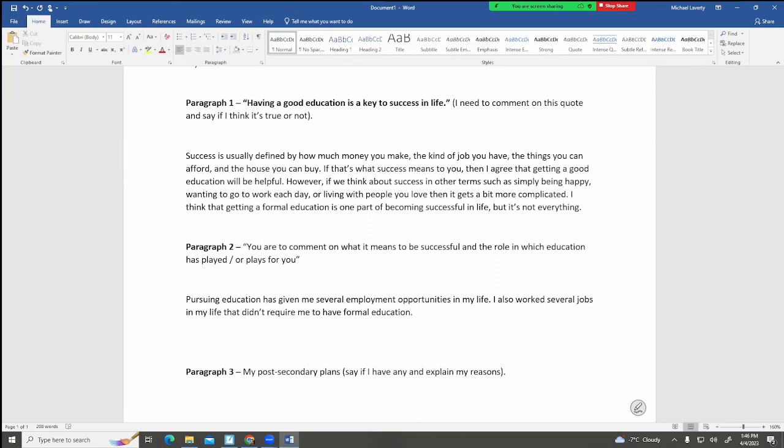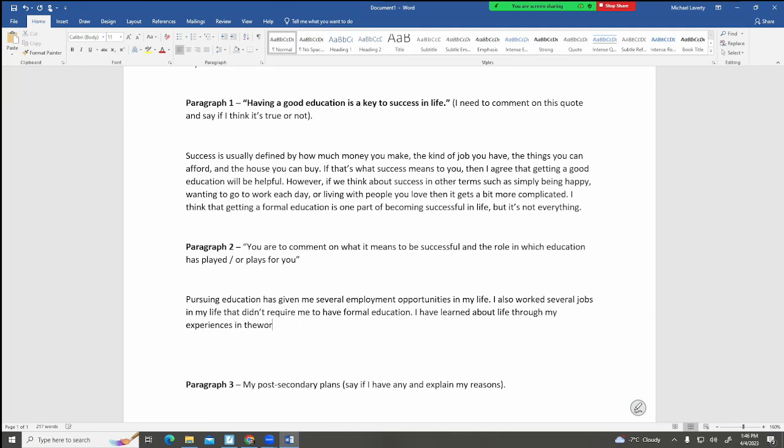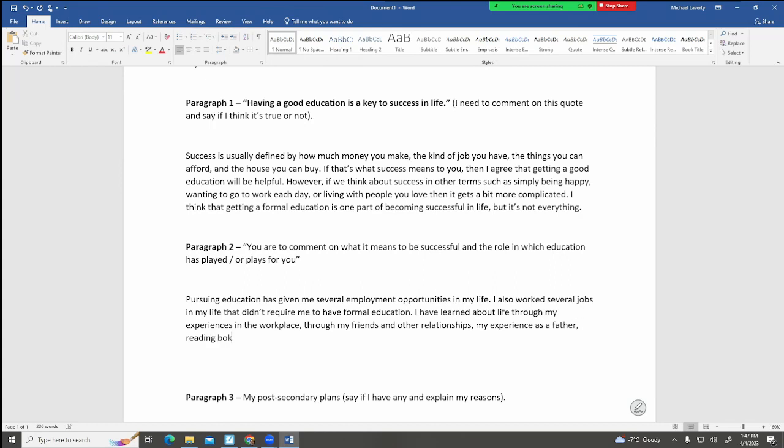Essentially what I'm saying is I have learned about life through my experiences in the workplace, through my friends, and other relationships. Let's see. I also talk about my experience as a father. Let's see what else I could put in there. Reading books on my own time.